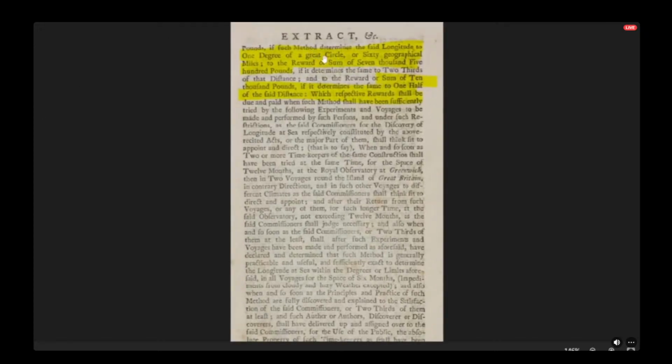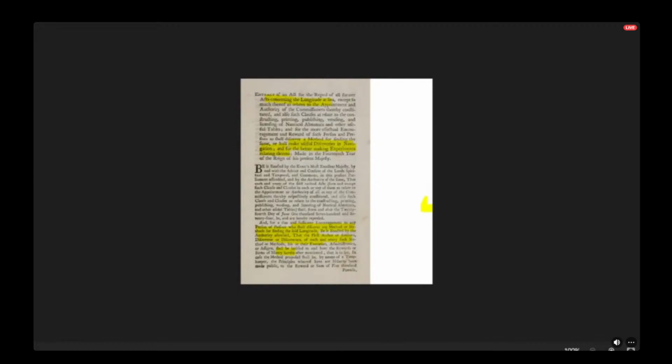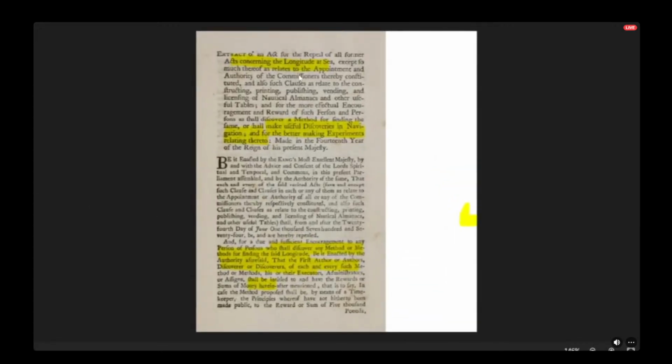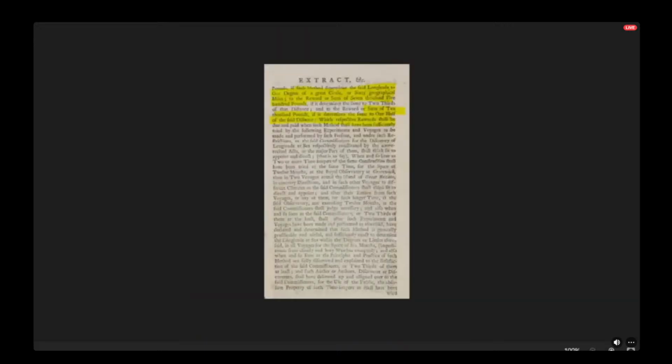Let's start at the beginning. It says, concerning longitude at sea, except thereof as relates to the appointment and authority of a whole bunch of other words and commission to make useful discoveries in navigation and for the better making experiments relating hereto, for anyone who hath discovered any method or methods for finding the said longitude, be it enacted by authority, yada yada yada, for each and every such method, sums of money hereinafter mentioned. Man, it's a lot of words. I think they offered a reward.